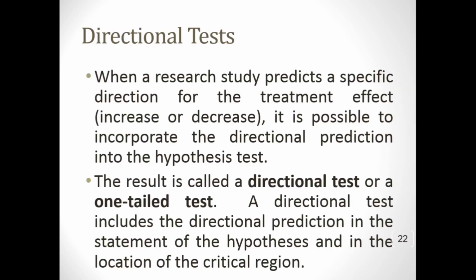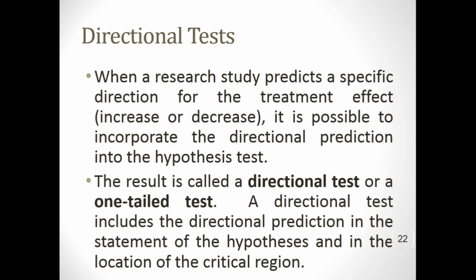We also have directional tests. When the research study predicts a specific direction for the treatment effect, increase or decrease, it is possible to incorporate the directional prediction into the hypothesis test. The result is called a directional test or a one-tail test. A directional test includes the directional prediction in the statement of the hypothesis and in the location of the critical region.